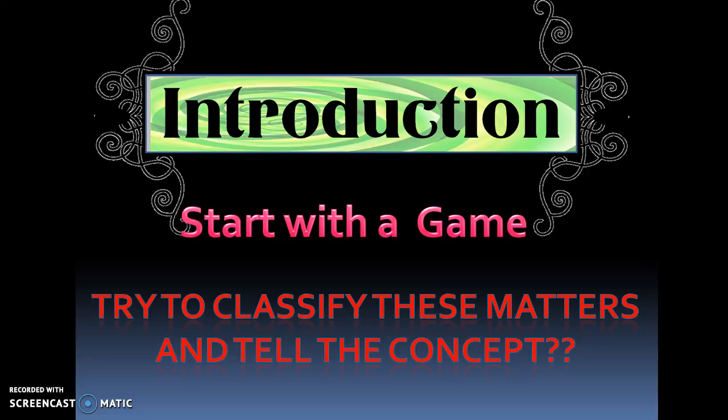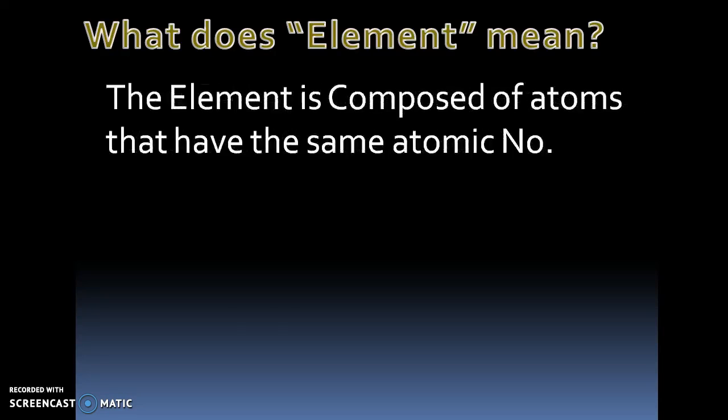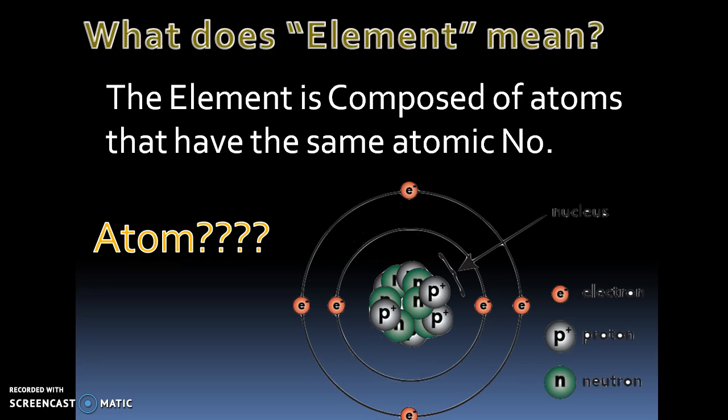Excellent. I see that every one of you can classify these items into categories that are similar in one thing at least. That's what's meant by classifying elements. So, let's start with what does element mean? The element is composed of atoms that have the same atomic number.